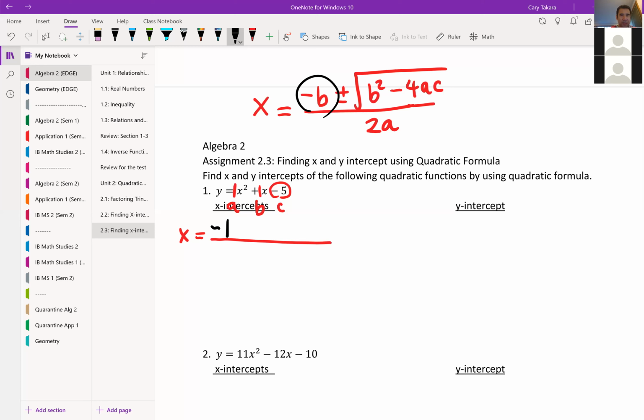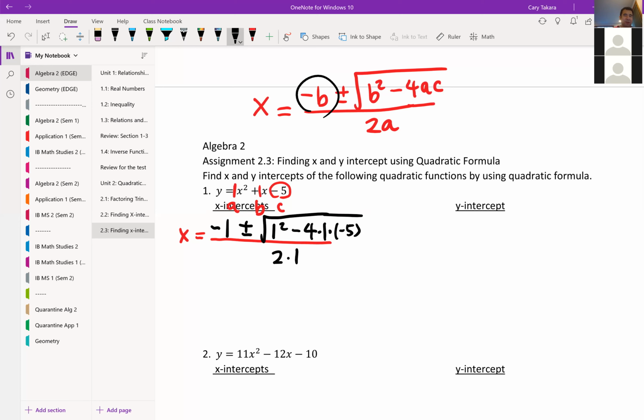Okay, you guys okay? No x. It's all just numbers, a, b, c. Plus minus the square root of 1 squared minus 4 times 1. You don't even need to write that 1 there, but 1 times -5, over 2 times 1.